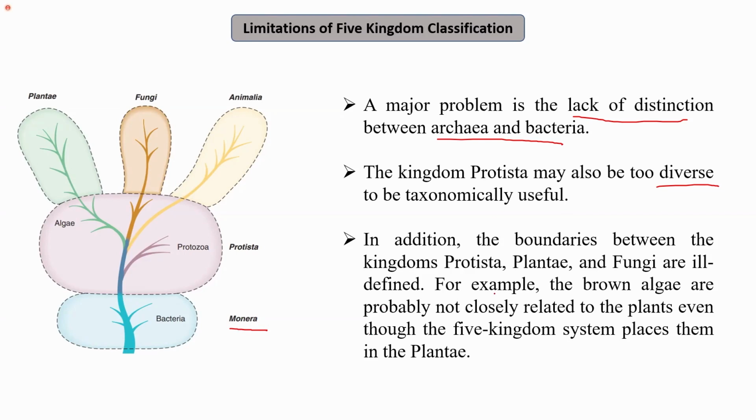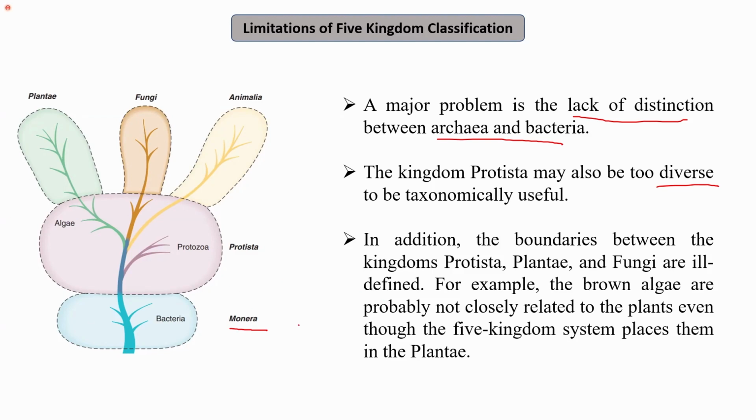Also, in addition to this, the boundaries between the kingdom Protista, plantae and fungi are ill-defined. Although there were certain features based on which the kingdom plantae was separated from the kingdom fungi and kingdom Protista, the boundaries are not very well defined. One of the characteristics that was used was the cell wall composition, but besides that, there were no other such boundaries used to define the kingdoms in a more appropriate way.